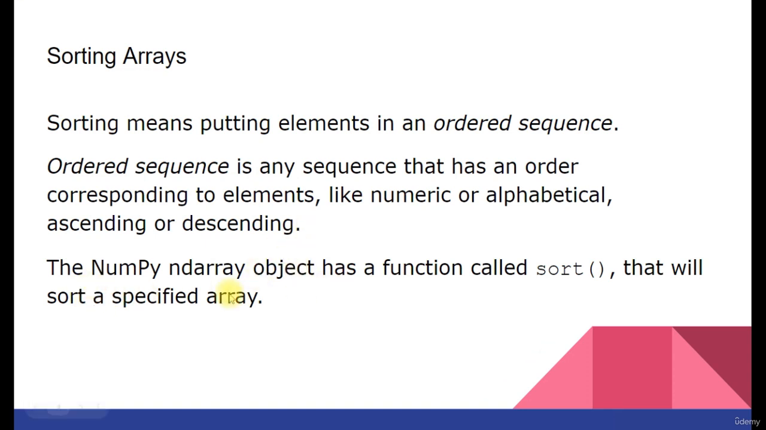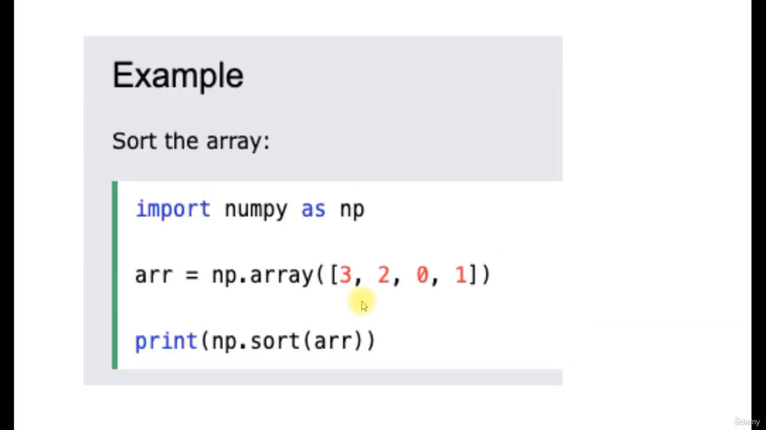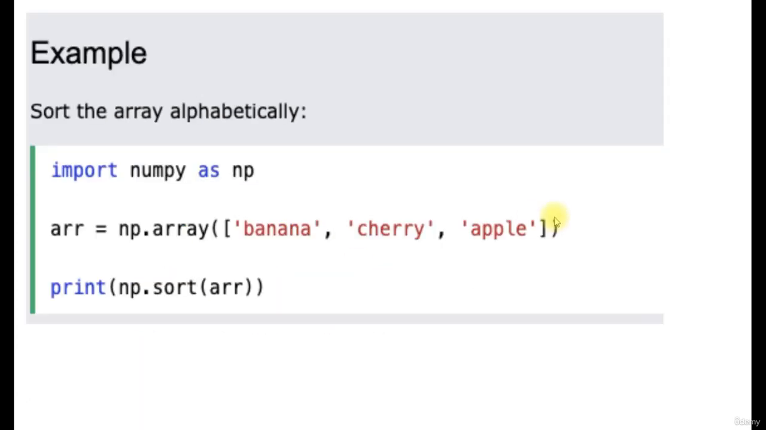Now the NumPy ndarray object has a function called sort. To perform the search operation, we had this function called where. To perform sorting, we have this function called sort, and it will sort the specified array. Let's take one simple example. I have one 1D array. It contains 4 elements. If we just want to sort this array, I have to simply call np.sort, and inside the sort function I give the name of the array that I want to sort. Fairly simple.